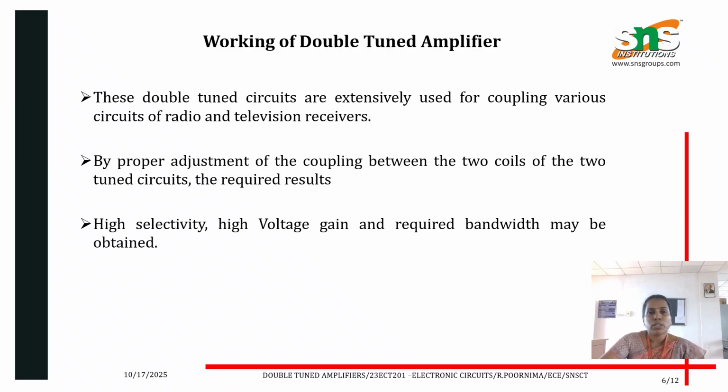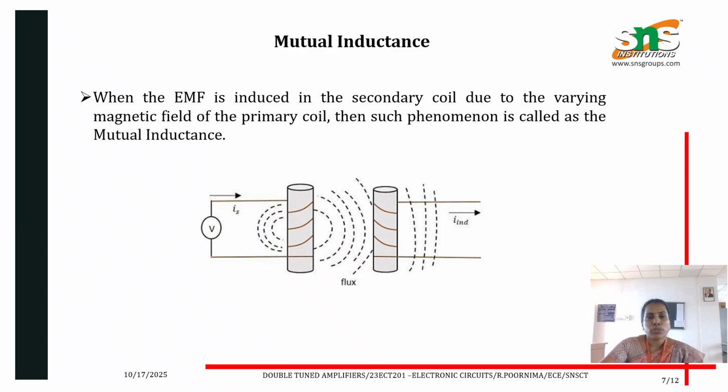The benefit of using the double tuned amplifier is that we need two coils. Coupling between the two coils gives better selectivity, higher voltage gain and the required bandwidth. So these are the benefits of using double tuned amplifiers. And the mutual inductance concept is applied in this double tuned circuit. When we are using the two coils, the EMF is induced in the secondary coil due to the time varying magnetic field of the primary coil. This phenomenon is called mutual inductance. So this is used in the double tuned circuit.